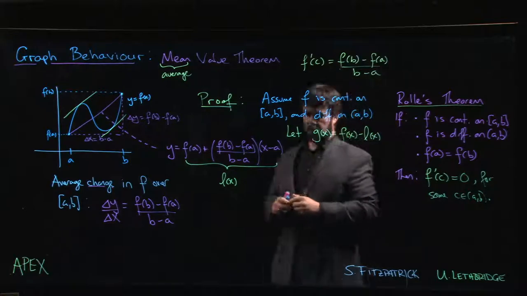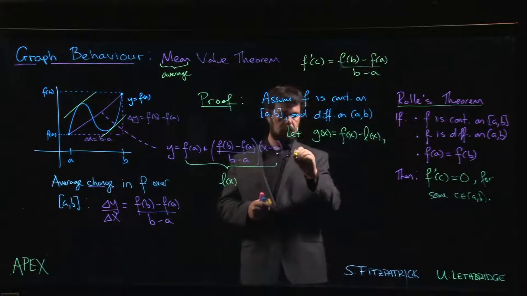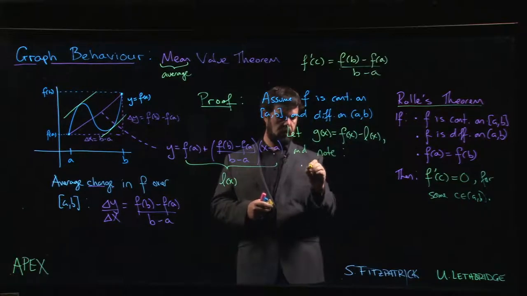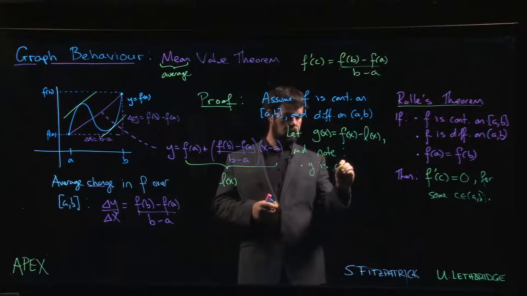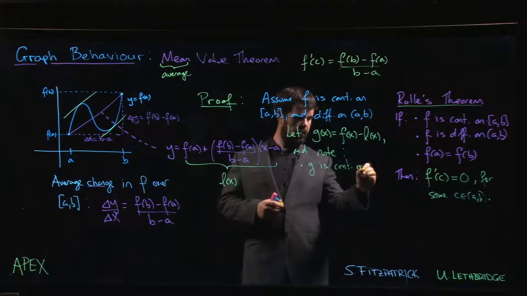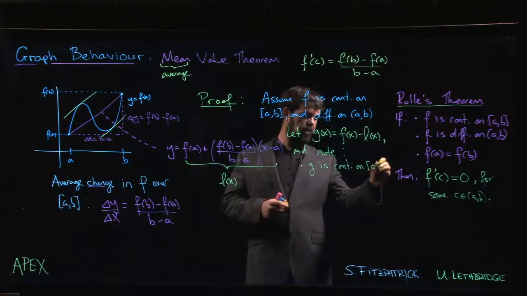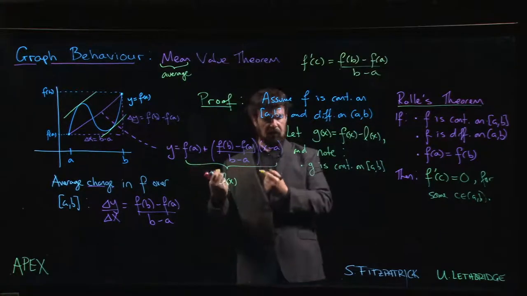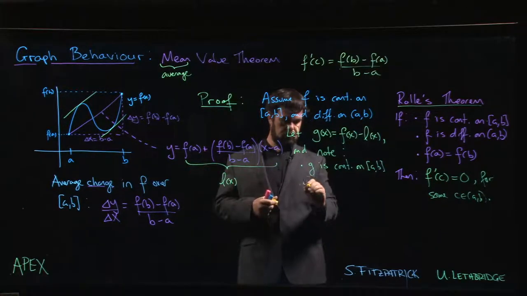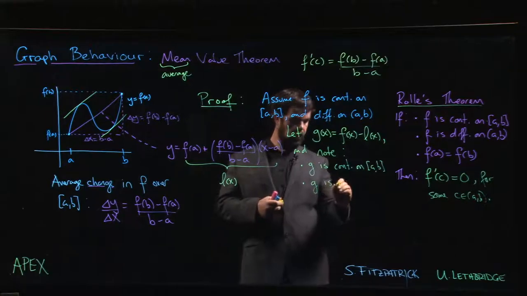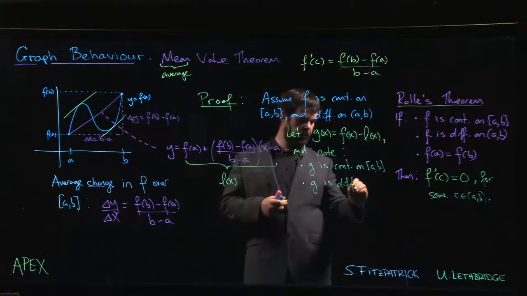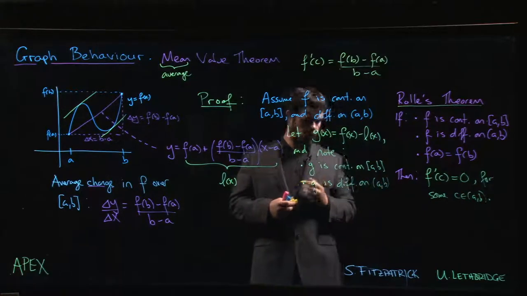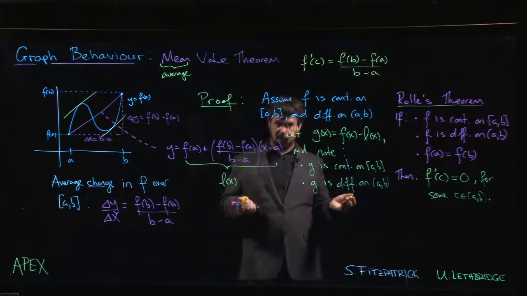And so what we're going to do is note the following. G is also continuous on a, b. Why? It's the difference of two continuous functions, right? This is a linear function. It's certainly continuous. G is also differentiable on the open interval. Use the difference rule, right?